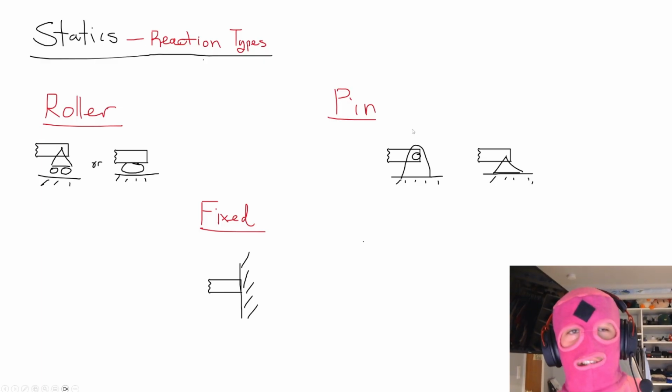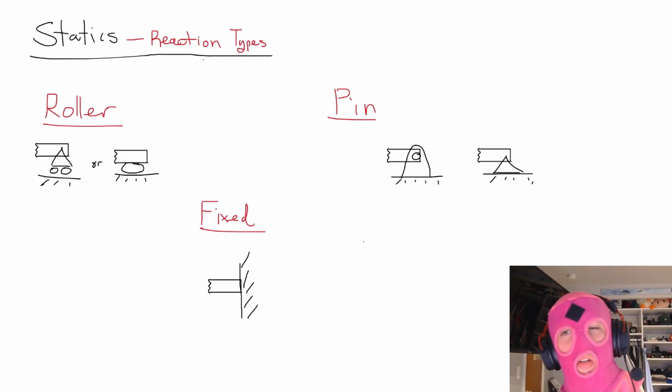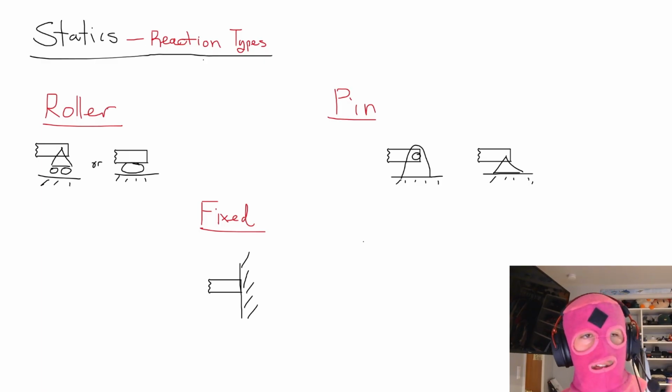Statics, reaction types: roller, pin, fixed. Those are the three main ones in 2D. In 3D, there's a little more, bearings and ball joints and other stuff. Anyhow, with the roller, guess what? It rolls, but it can't go through the ground. So, a skateboard is a good example. Roller support. Boom. Pin. You've got a pin connection. It will hold things, but it won't move.